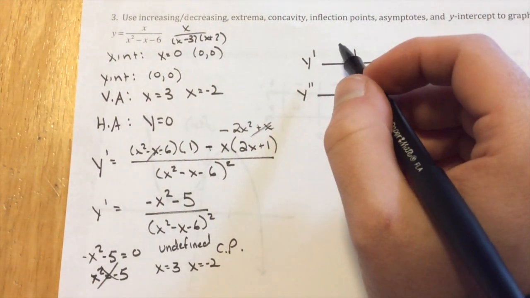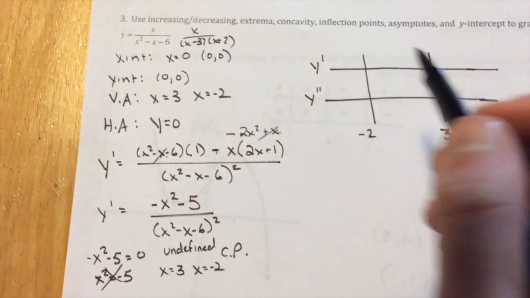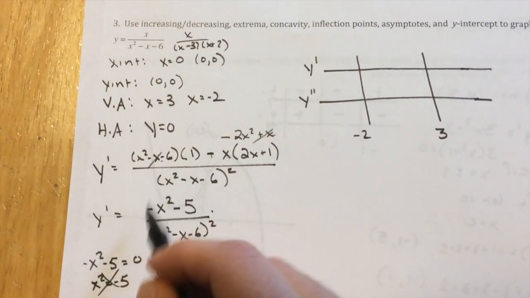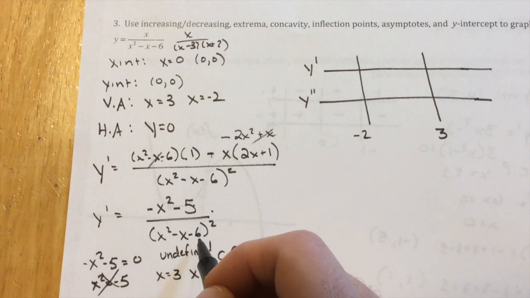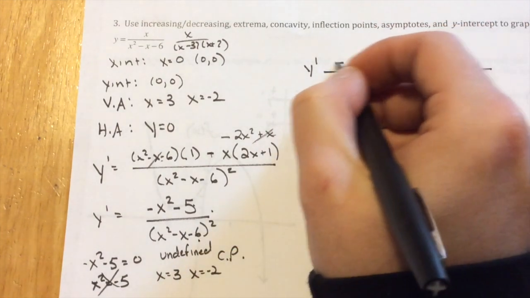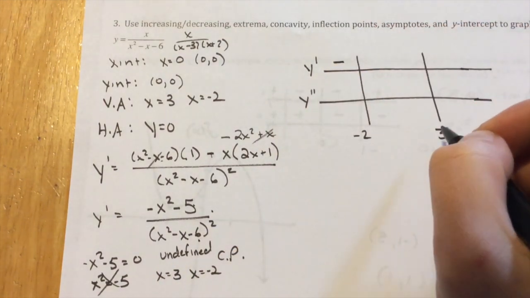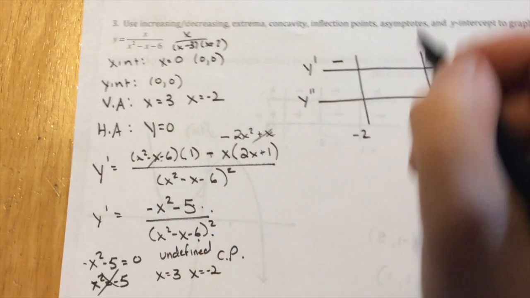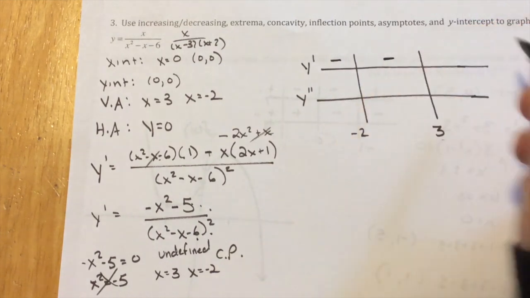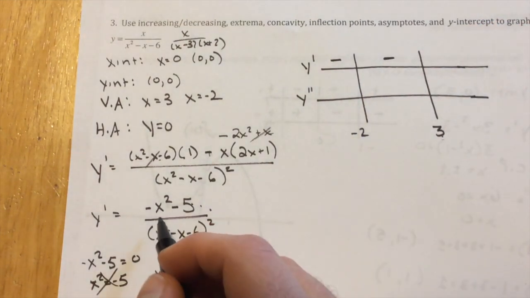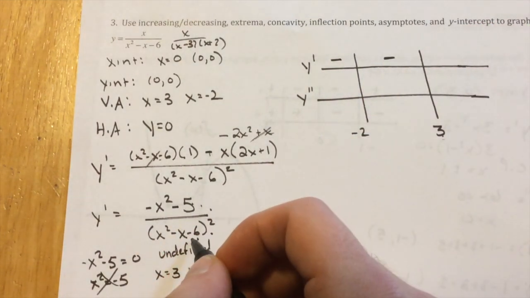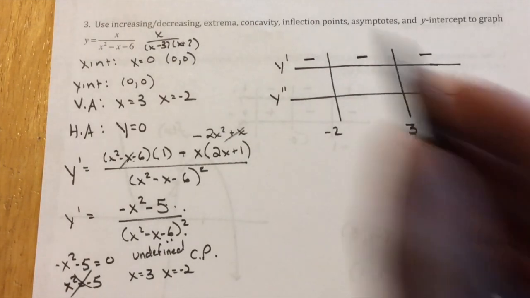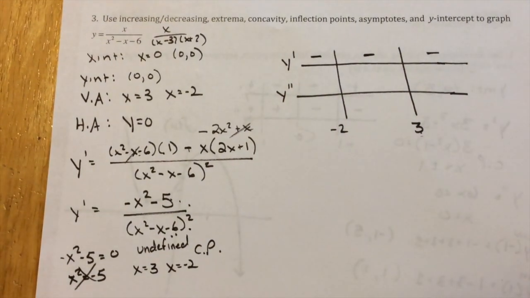Left of negative 2 is negative 3. I'm plugging that into my first derivative. So that's negative over a positive. So that's negative. In between, let's try 0. I have a negative over a positive, which is negative. And to the right of 3 is a negative over a positive. So that's a negative. So everywhere on my graph, I'm decreasing.